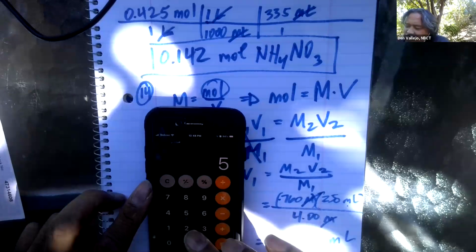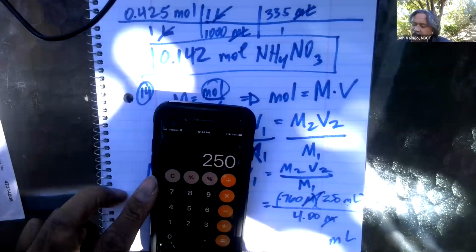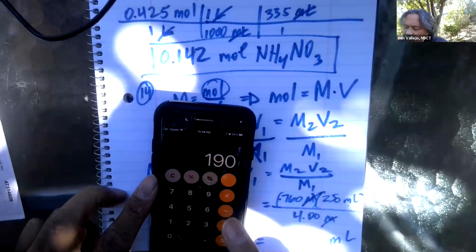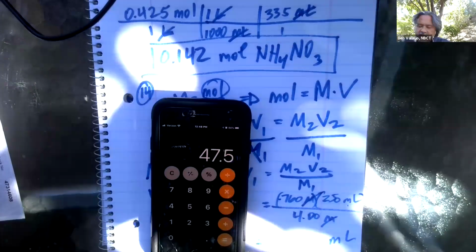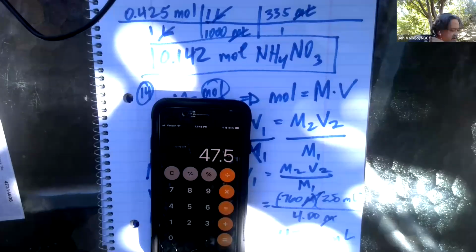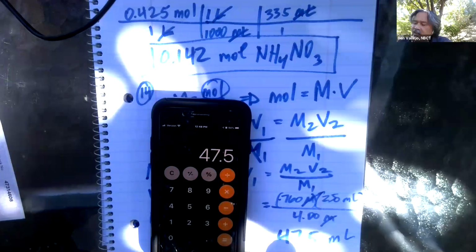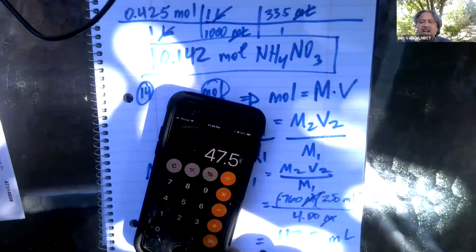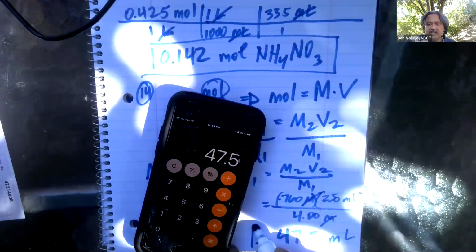250 divided by 4 equals 47.5. So that is the answer, 47.5 milliliters of the solution. Box your answer. You've shown your work. And that is how we do number 14.